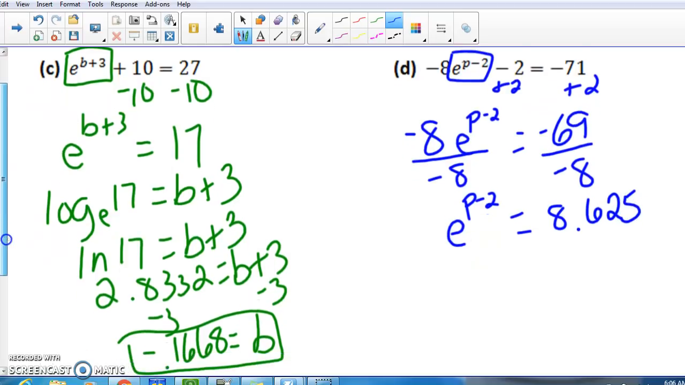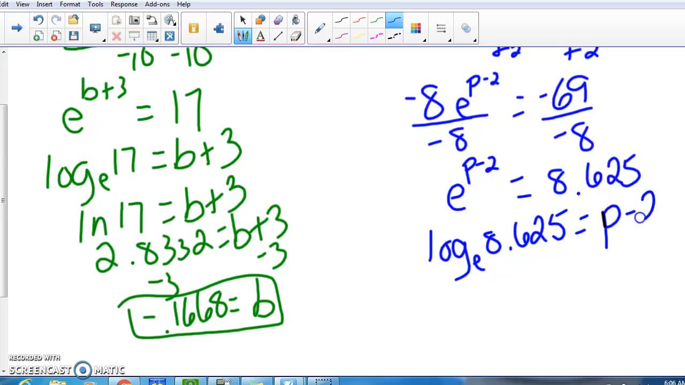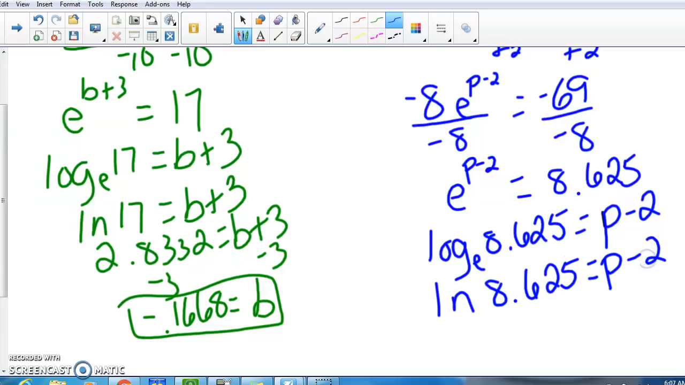Now I'm at the point where the exponential is isolated, so I'm ready for this rewrite. The base is e. So log base e of 8.625 equals p minus 2. We know log base e is the same thing as ln. So if any of you are thinking, can I just jump to ln instead of taking that additional step of writing log base e first? You can. I'm just trying to connect it a little bit to what we did yesterday.